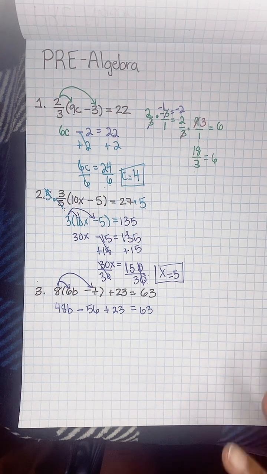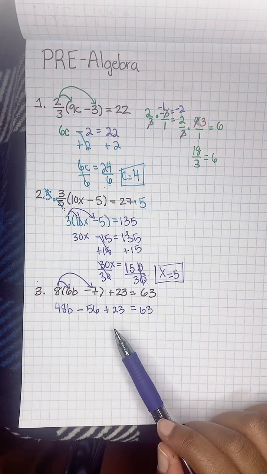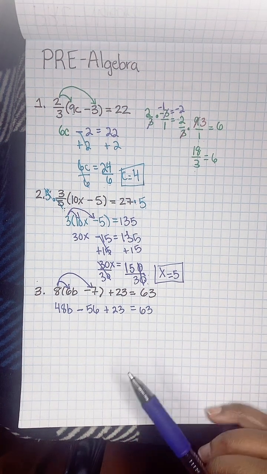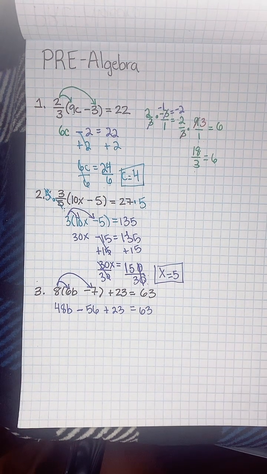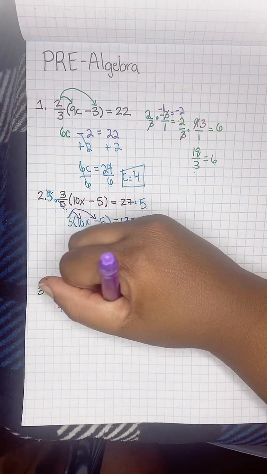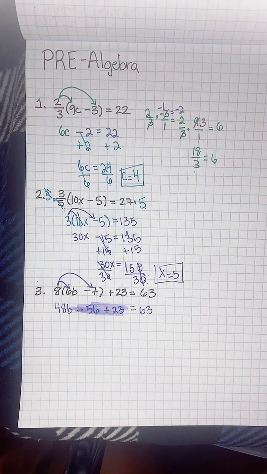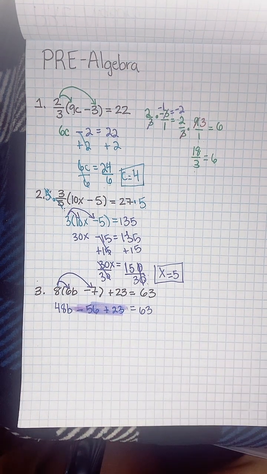Okay, now let's talk about it. Some people might be like, well, let's move this 56 over here. Well, let's move the 23 over here. You guys are all right if you're thinking that. But what we can do is we can combine like terms also. Because these are on the same side, so we can combine these.